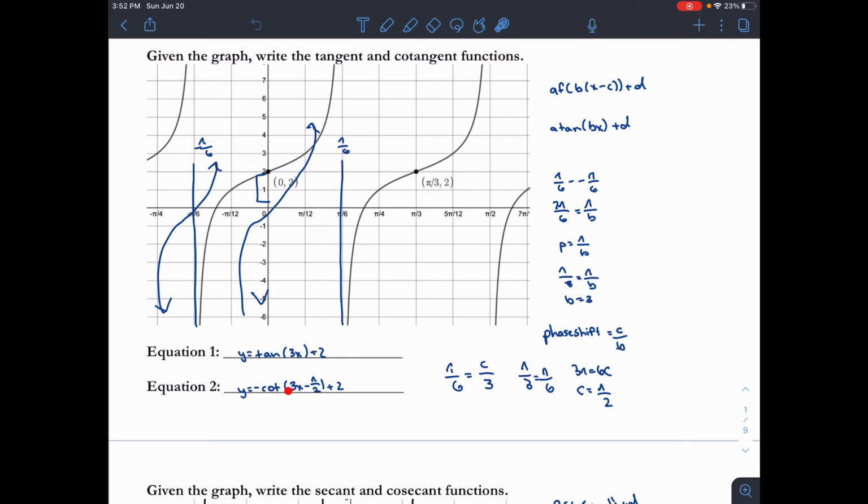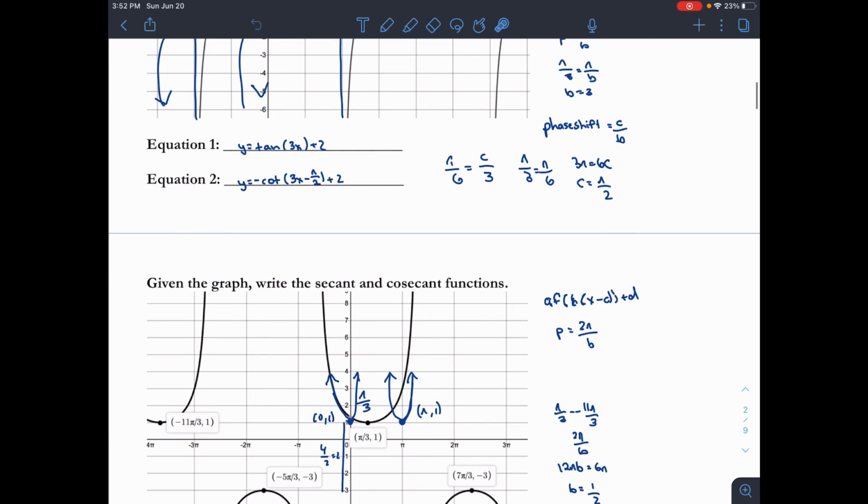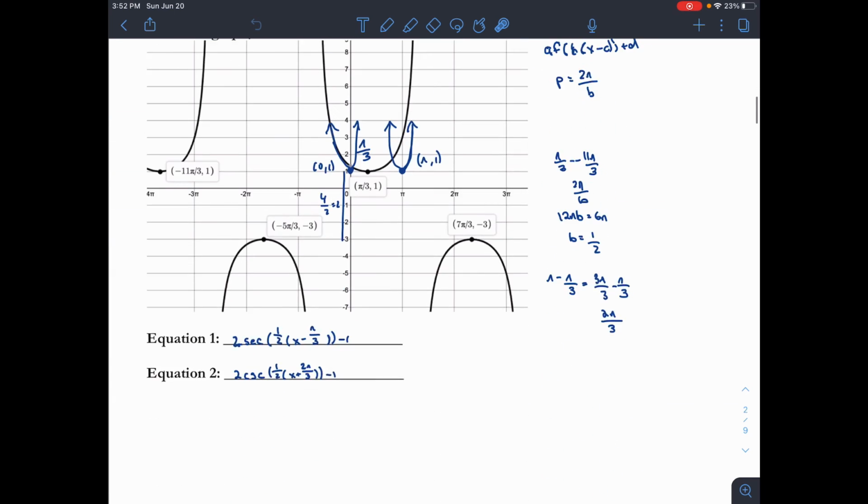And since this is within the parentheses, we would do the opposite. So we would subtract pi over 2. And then the same thing for plus 2, we have a shift up 2. So this is the tangent and cotangent for this graph.